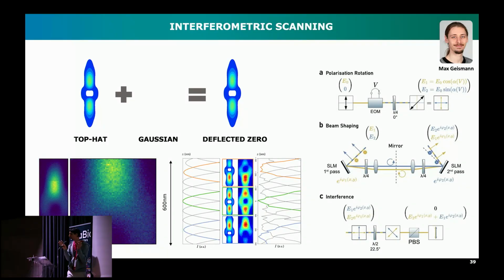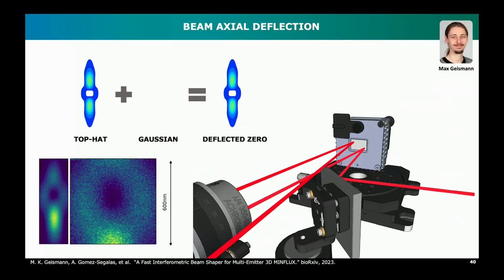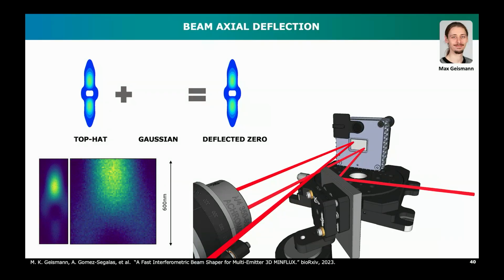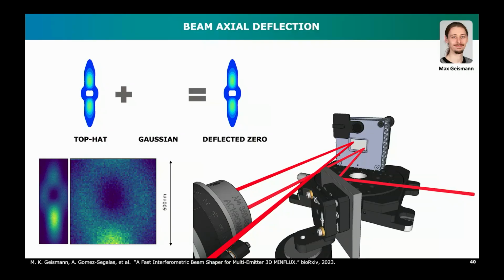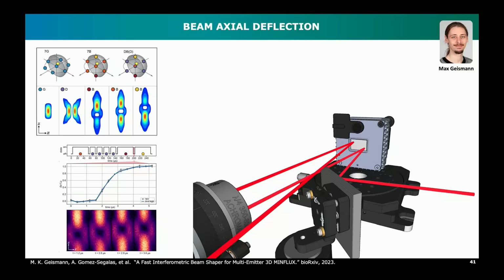And you can regulate the relative energies of the two beams with a previous rotation. Happy to talk about that too, but it works well in a 600 nanometer range, which is more than enough for MINFLUX, and we put it to use in several scenarios. You may see that in the double pass on the SLM, there's some real estate available that we're making use of. I'll show you now in a moment.